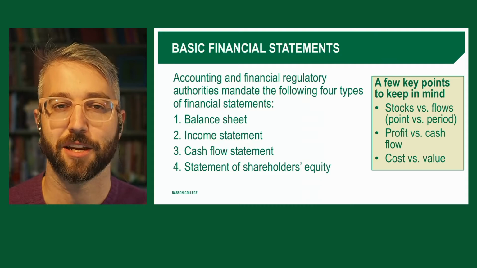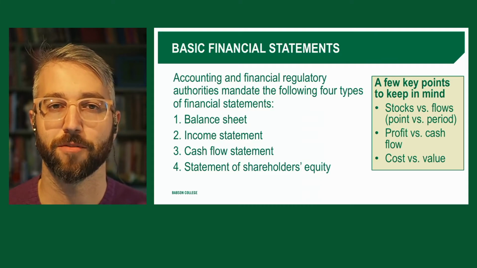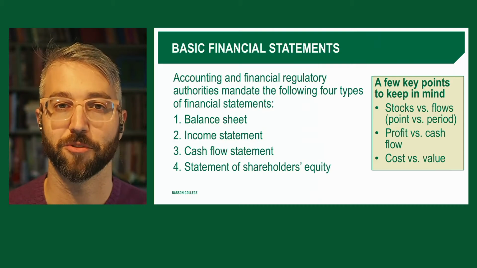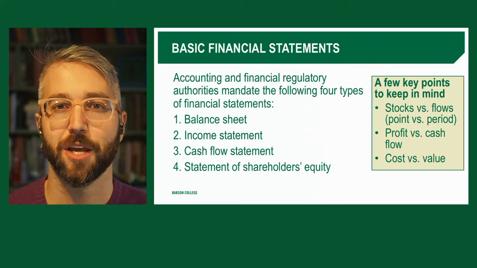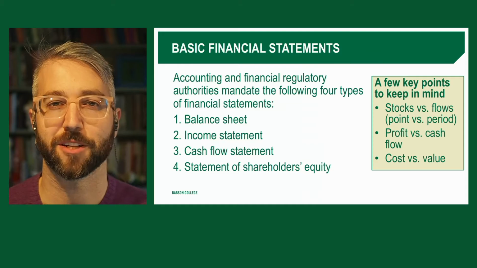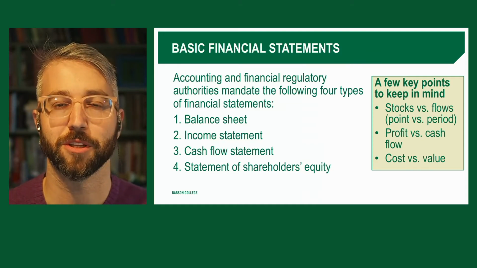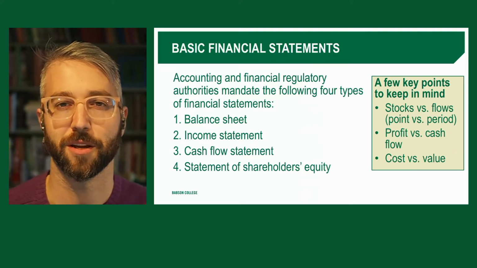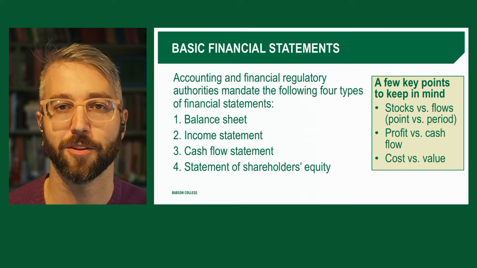And then finally, the statement of shareholders' equity, which covers the level and changes in the ownership stake that the firm's shareholders or equity holders have. So as we think about these 4 basic financial statements and financial statements more generally, 3 key points are worth keeping in mind. One is that some of the quantities on financial statements represent what's sometimes called a stock, and others represent what's called a flow.